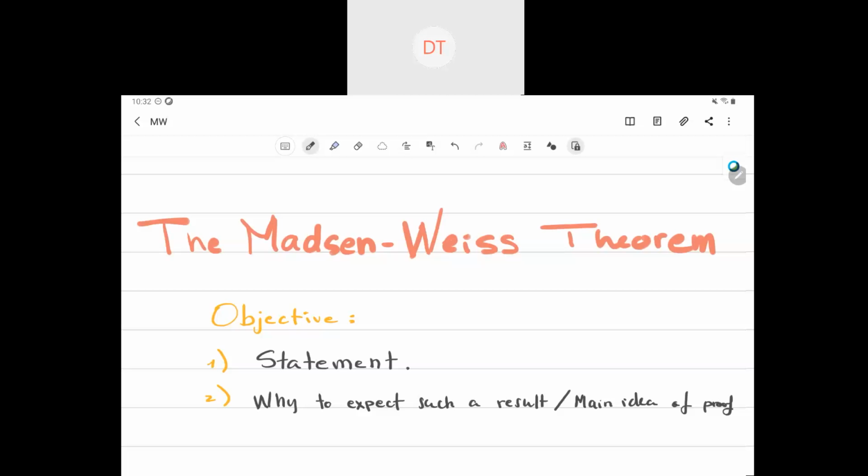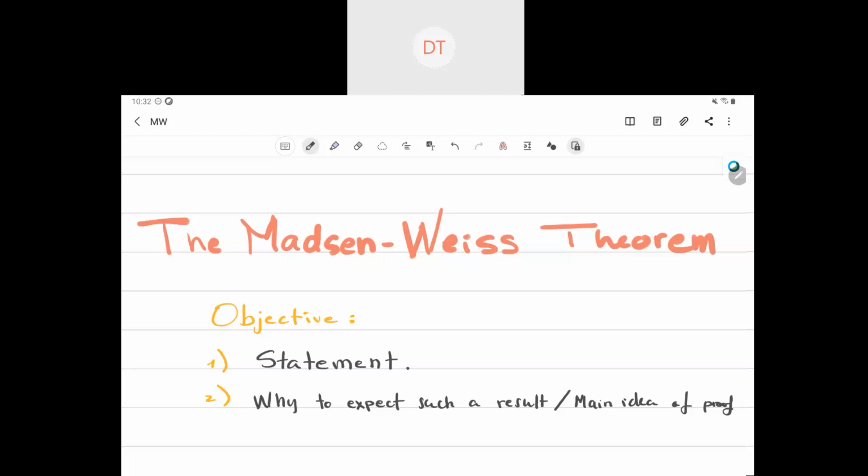All right. So today I'm going to tell you a little bit about the Madsen-Weiss theorem, and we have a very straightforward objective for the session. It's pretty much getting to understand the statement. We're going to start from a very fuzzy, hand-wavy statement of the Madsen-Weiss theorem, and hopefully by the end we'll have a better idea of what that statement looks like, and what the ingredients involved are.